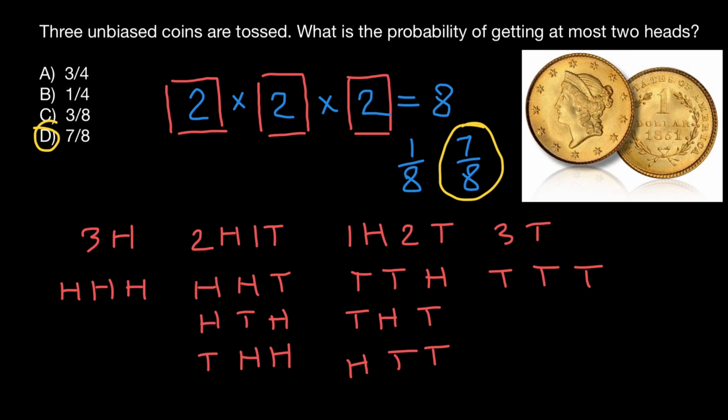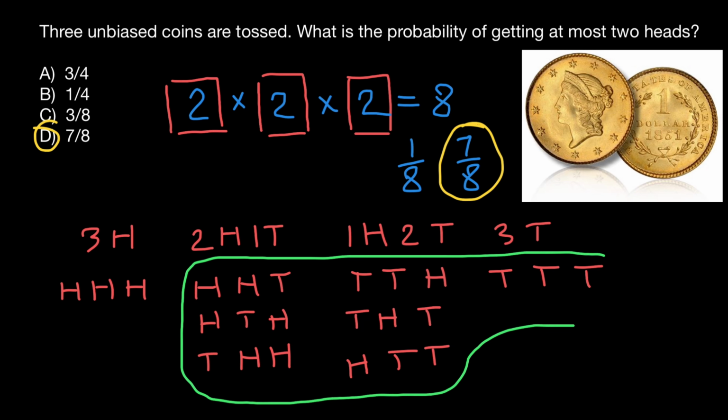Now take a look again at our problem. 3 unbiased coins are tossed. What is the probability of getting at most 2 heads? All these variants satisfy this question. At most means no more than 2, but including 2. And 0 also satisfies. So 3 tails satisfy this question, because it has at most 2 heads.